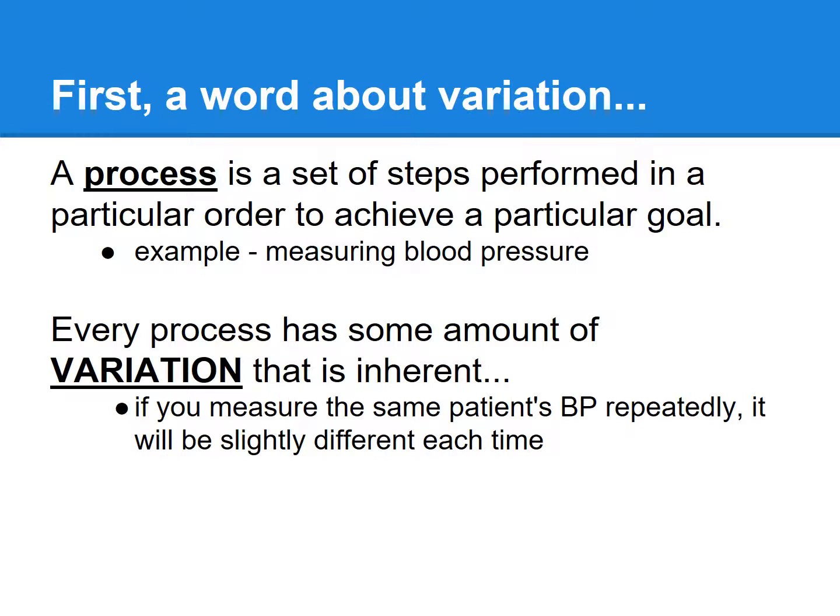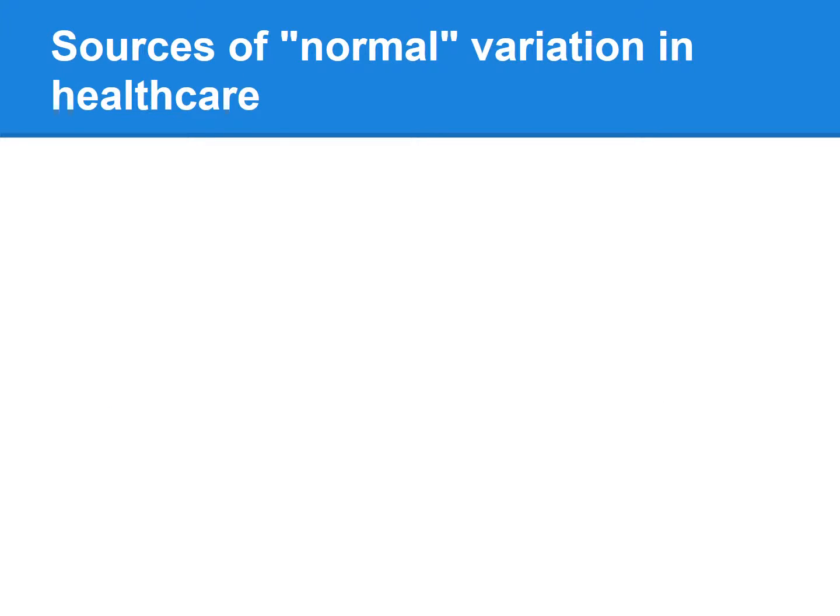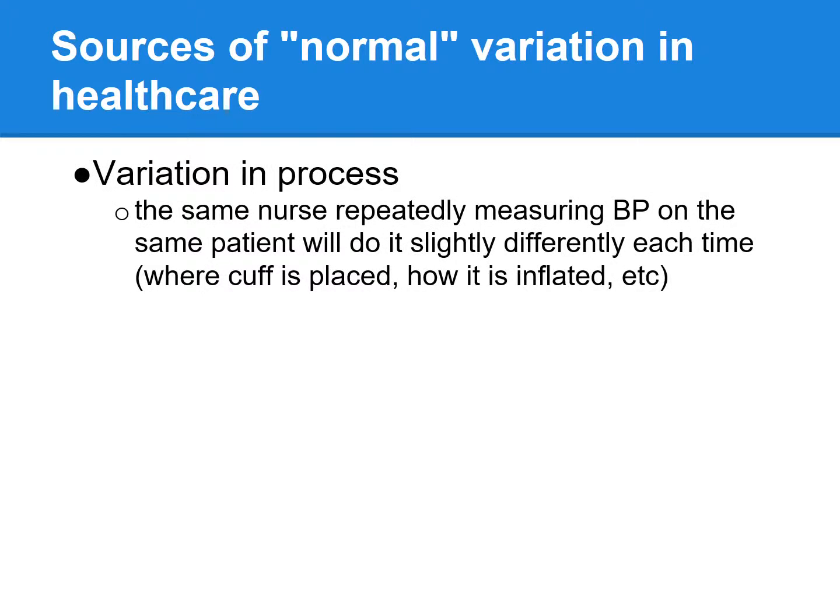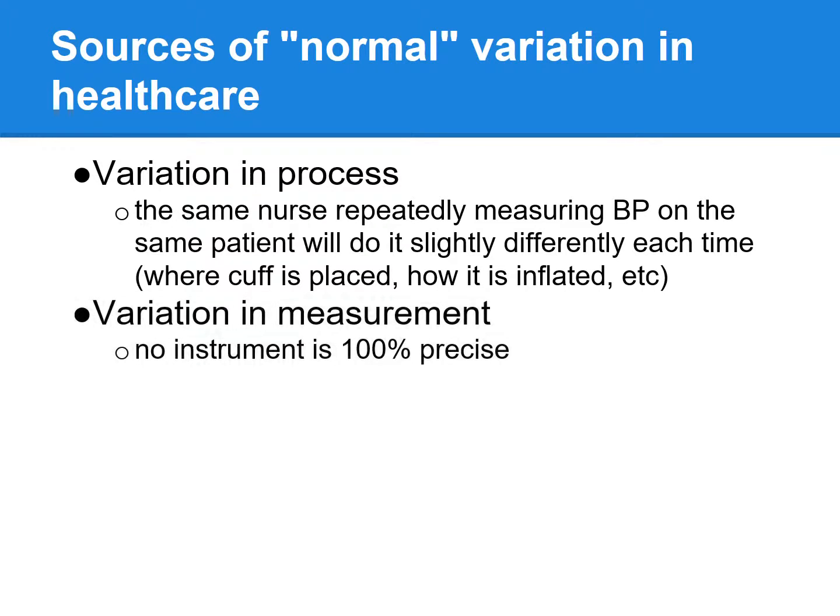In healthcare processes particularly, three of the big sources of normal or expected variation are variation in the process itself. With blood pressure, for instance, the same nurse repeatedly measuring blood pressure on the same patient will do it slightly differently each time, placing the cuff differently, inflating it differently, etc. Variation in measurement, as in the instrument itself is not 100% precise, and so will give slight variations even if measuring the same thing over and over.